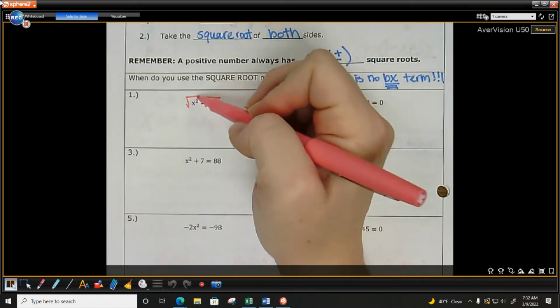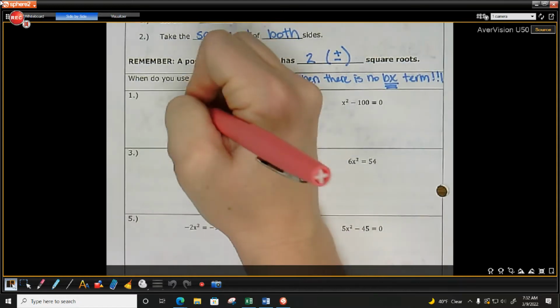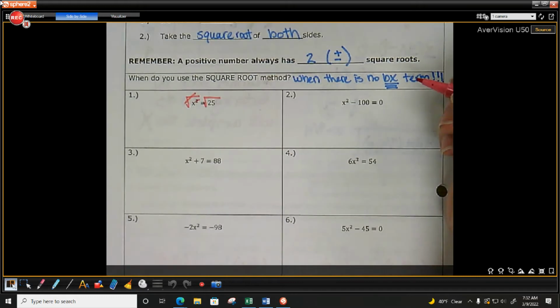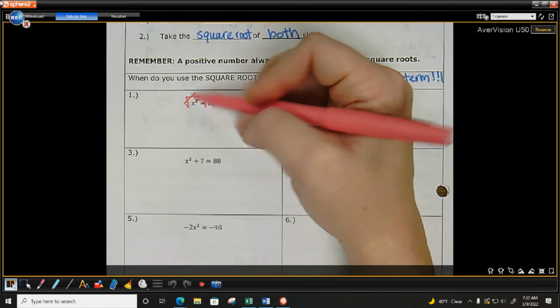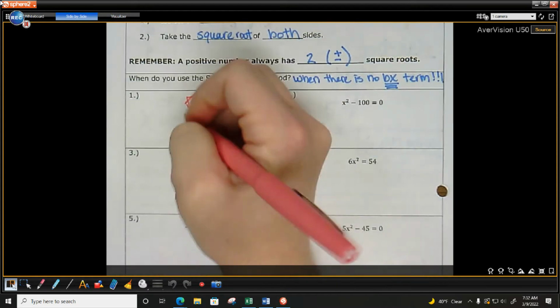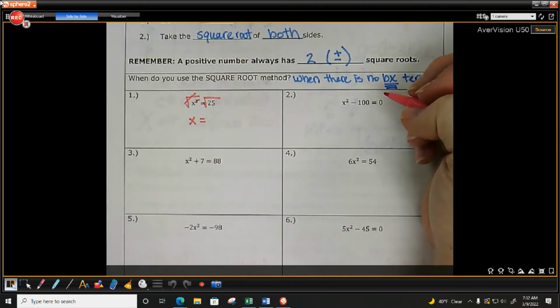What happens when you square root a square? The square root and the square undo each other. Just like adding and subtracting undo each other, multiplying and dividing undo each other, squaring and square rooting undo each other. Okay, so anytime you square root something that's squared, they cancel each other out, and I'm just left with x equals. What is the square root of 25?